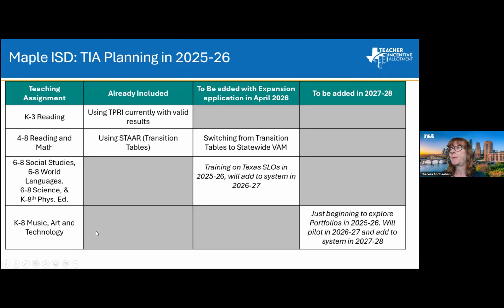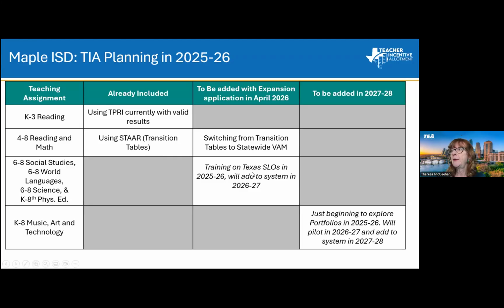So here, as an example, this district, Maple ISD, this is what they want to do. They're currently already using TPRI for kindergarten through third grade reading, and they've had valid results. They don't want to change that. That's already in their system. They're good to go. And they're currently using STAR transition tables for fourth through eighth grade reading and math. What they want to modify with their expansion application in April is to switch from transition tables to statewide VAM. So they're making a plan to do that. That's going to be part of what they do when they submit their application.